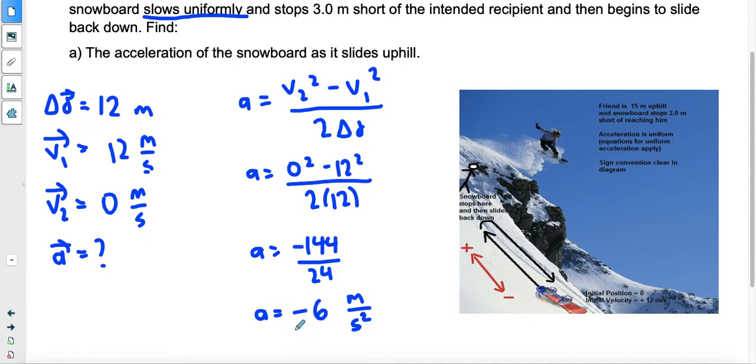And you'll notice here we have a negative in front of the acceleration. And again, all that negative sign means is that the snowboard is accelerating down the hill.